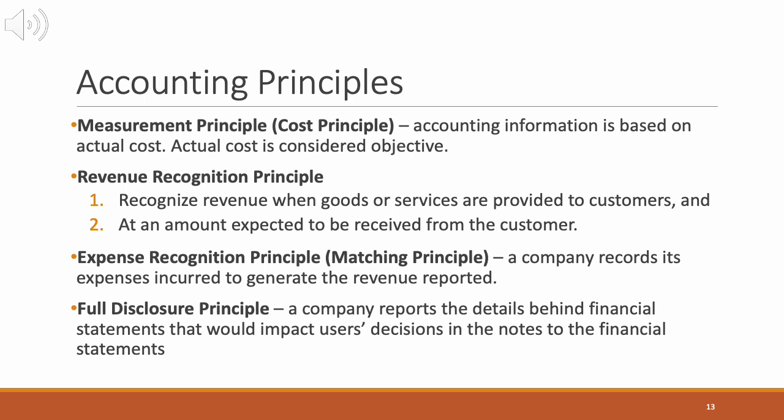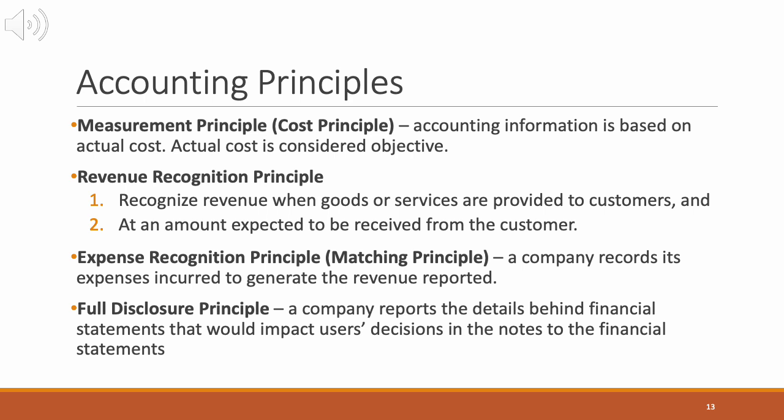Let's go through the four main accounting principles in very simple terms. First, the measurement principle, also called the cost principle. This means we record things at their actual cost, what we really paid for them. That way, the numbers are objective and not guesses. Second, the revenue recognition principle. We record revenue when we actually provide goods or services to the customer and for the amount we expect to receive. So, if you sell lemonade for $10, you record the $10 when the lemonade is sold, not before.